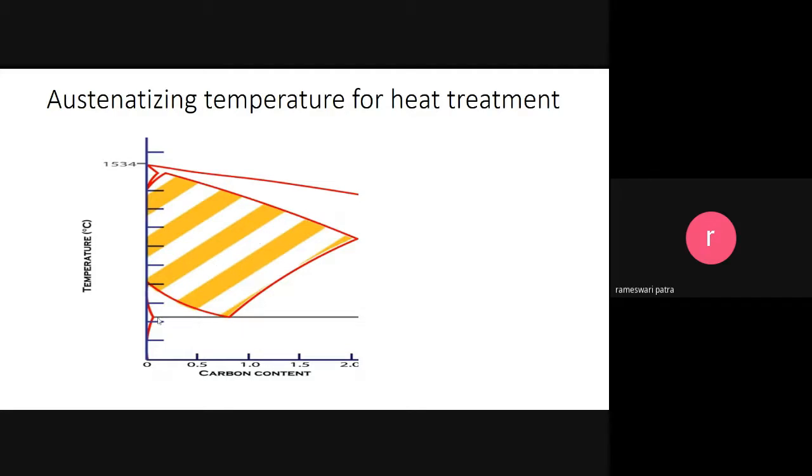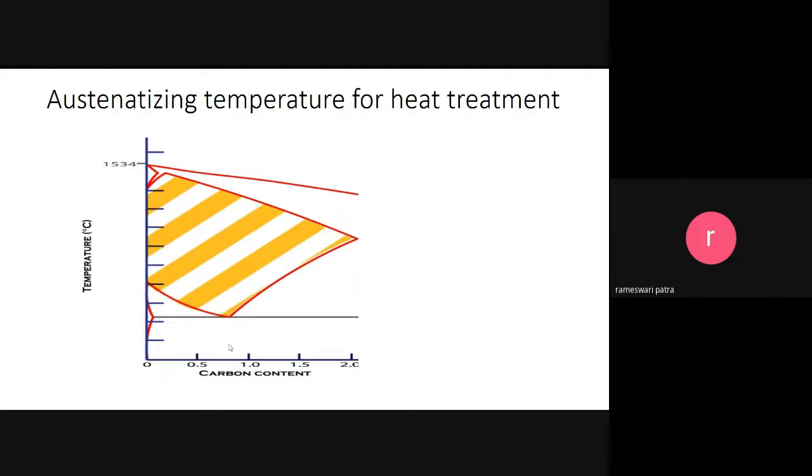So you can see this line is which line? This is A1. This is the lower critical temperature, A1, or eutectoid temperature. The composition is the eutectoid composition, this one. That means the predetermined temperature will be above A1, just above this temperature here, for example. To heat, that means the predetermined temperature is here. You have to heat the steel from here to this temperature only.